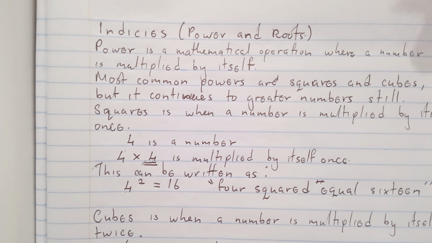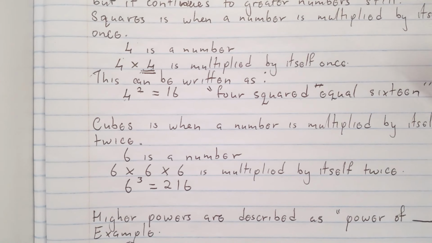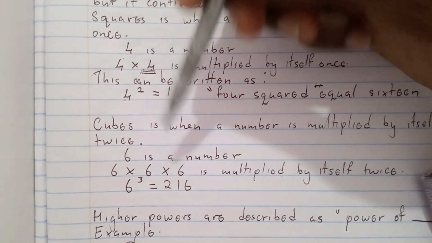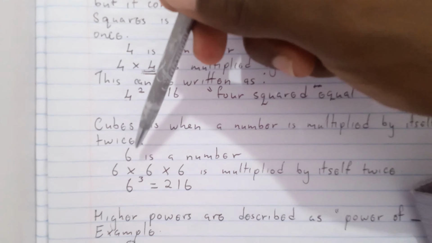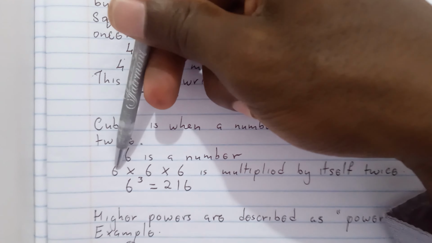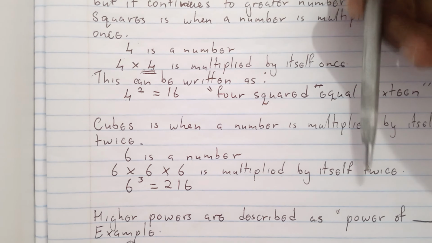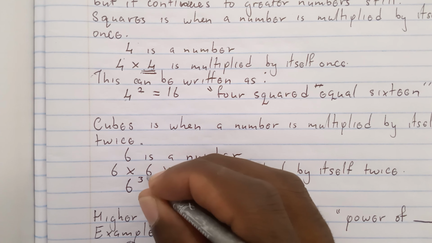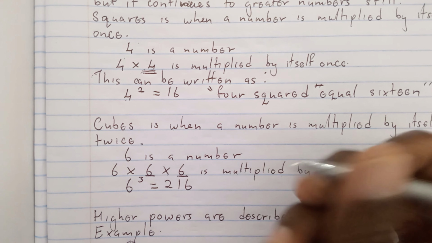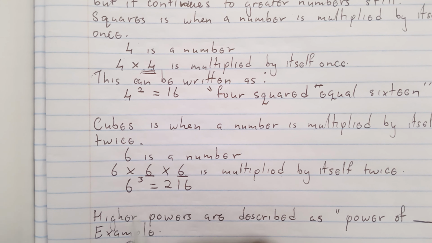Okay, let's look at another one. Now, here we have cubes. Now, cubes is when a number is multiplied by itself twice. Again, let's have another example. Here we have 6 as a number. But then, if we multiply 6 by itself twice, so that we have 6 times 6 times 6, we've multiplied by itself twice. We have this number here and this number here twice. That is said as 6 cubed.